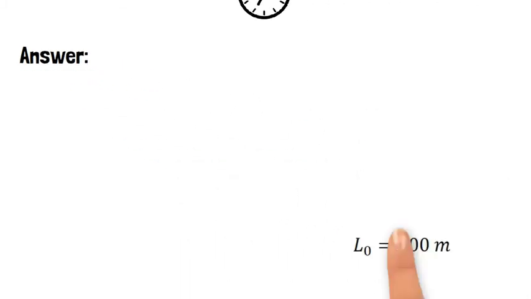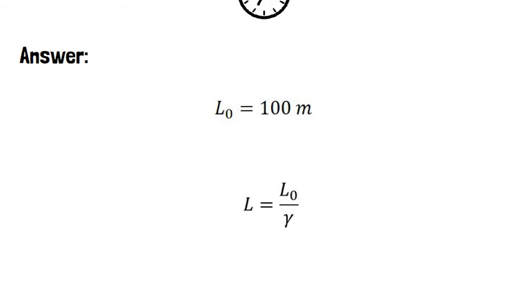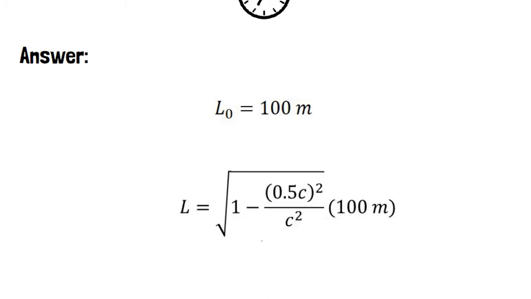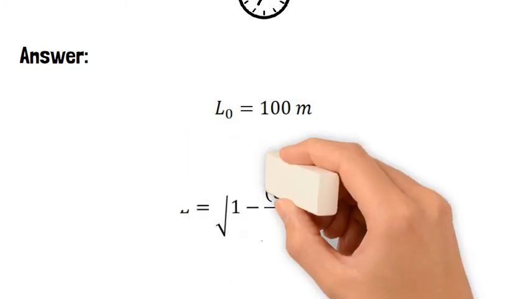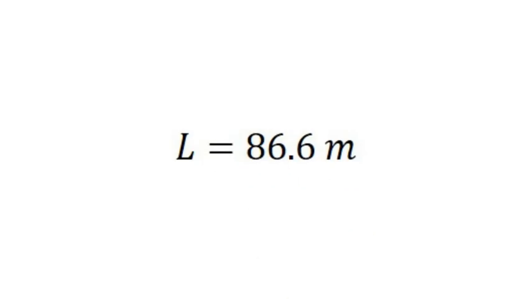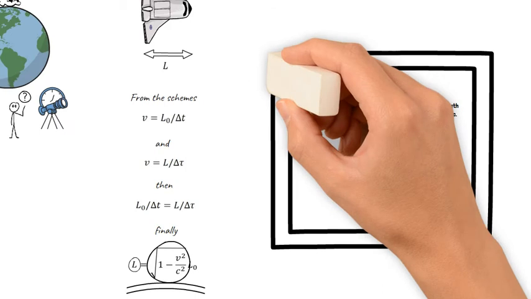We know that the original length is 100 meters. We know that the length contraction equation is, or, in terms of the speed. If we now insert the value of the speed of the train in the equation, we see that, finally, the calculated value is about 86.6 meters. It is clear how, due to the speed being an important fraction of the speed of light, the observed length is reduced by about 15%.